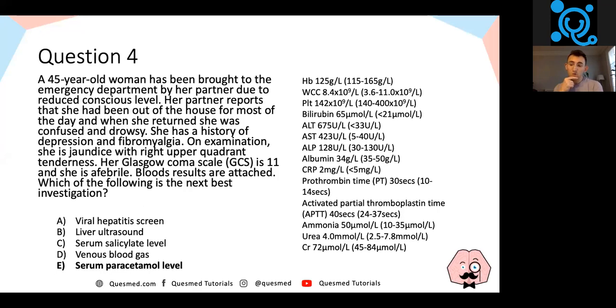But if we don't know when the paracetamol was taken, or we don't know if it's a staggered overdose, if we have a high suspicion, then we would just treat anyway without using the nomogram. But it's still important to do a serum paracetamol level in this patient, just to see if you can find the cause of her acute liver failure. And that's the most likely cause at the moment.